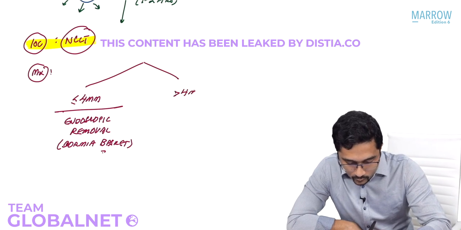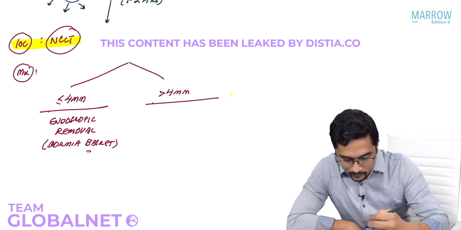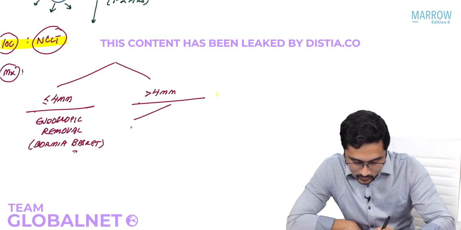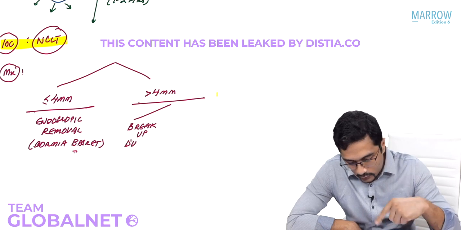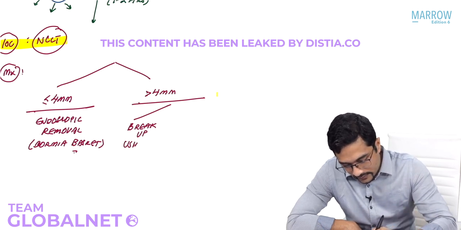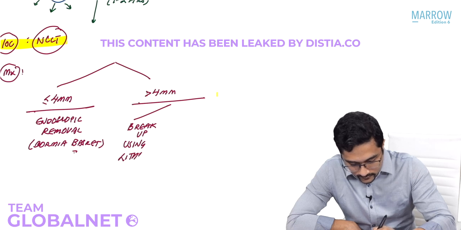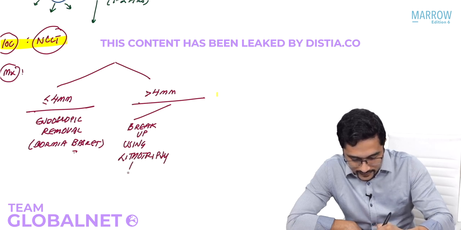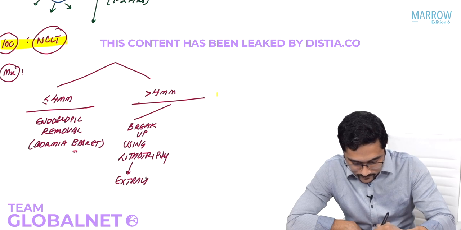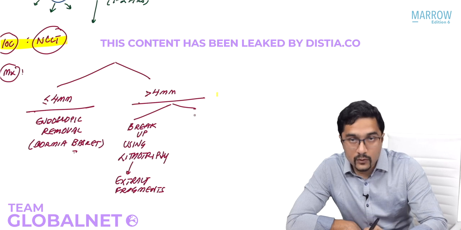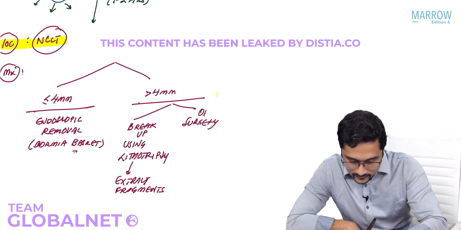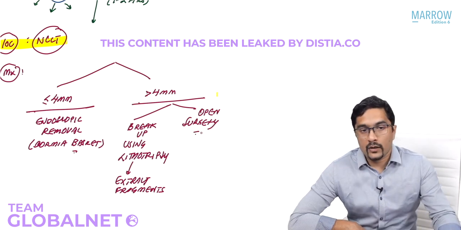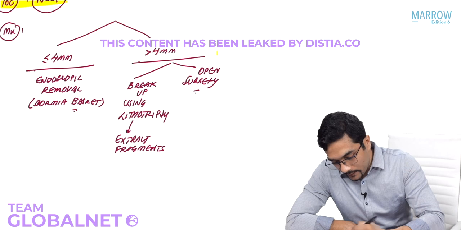If it is more than 4 millimeters in size, there are 2 approaches here. You can either break up the stone using lithotripsy. Lithotripsy I've also discussed in kidney stones. You break up the stone using lithotripsy and then extract the fragments, or you can do an open surgery and removal of the stone. So this is how we deal with the stone.